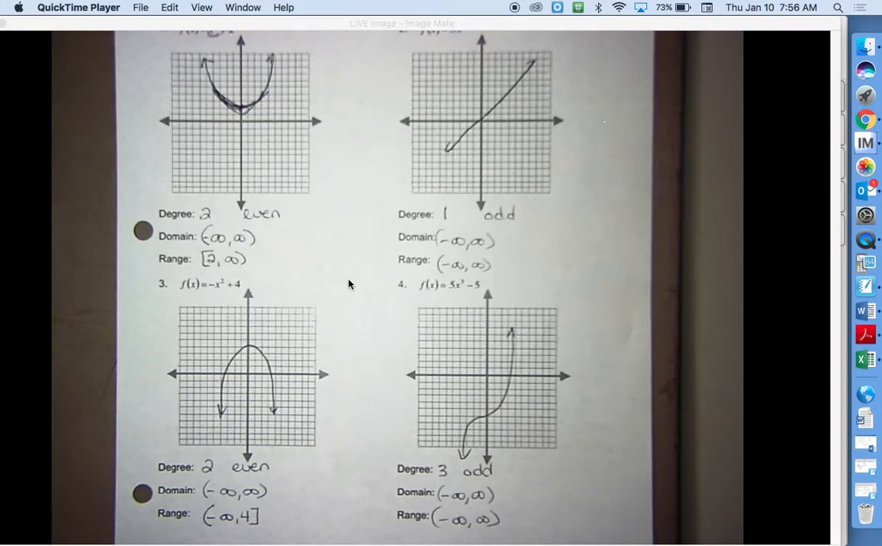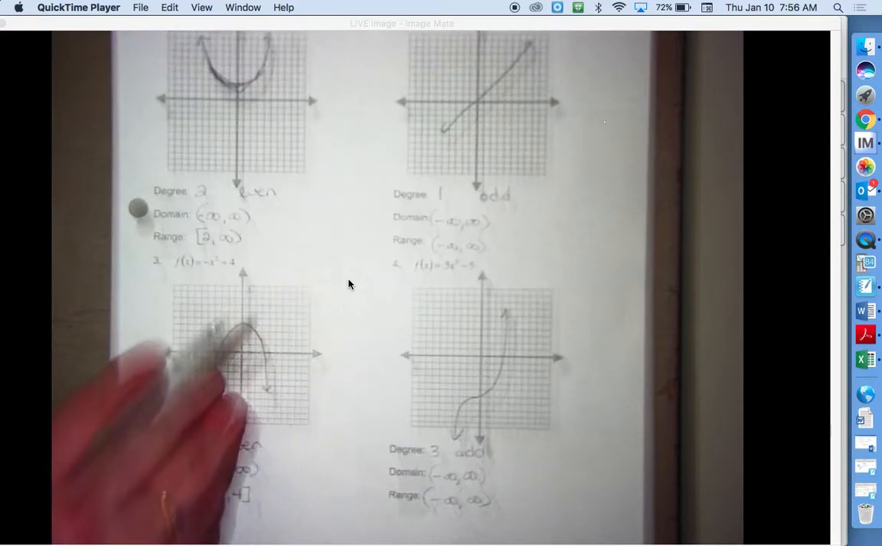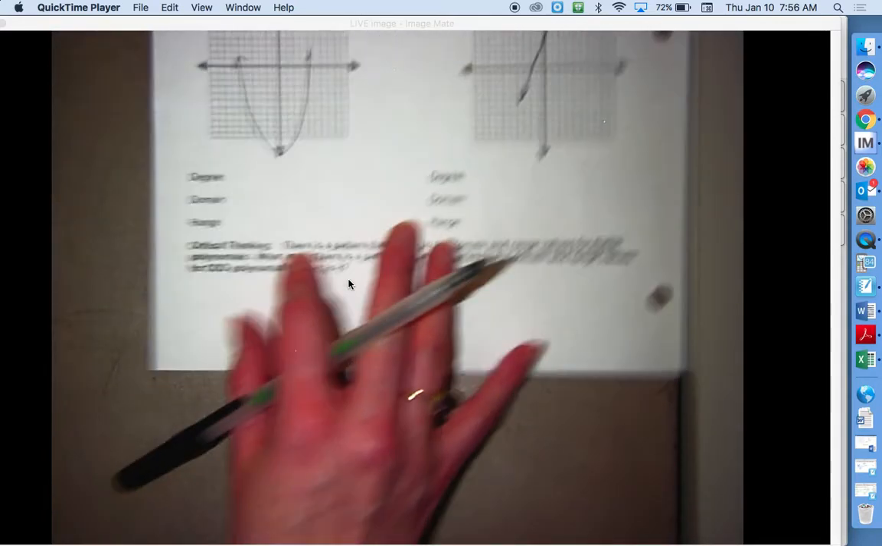Looking at the even ones, the domain is still negative infinity to positive infinity. So both of these have a domain of negative infinity to positive infinity. However, the range uses the max or the min value. So if it's a min, it starts at the min and goes to infinity. If it's a max, it goes from negative infinity to the max. And I'm going to skip the two graphs at the bottom just to save some time here.